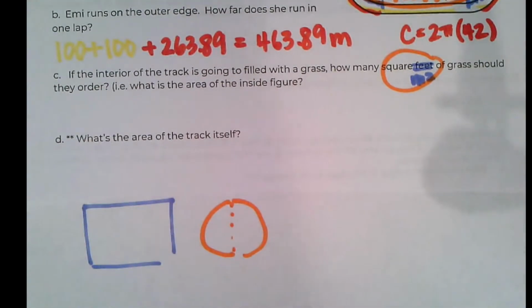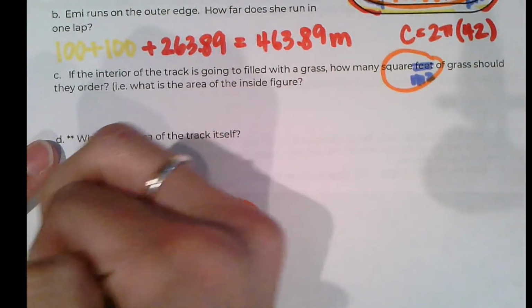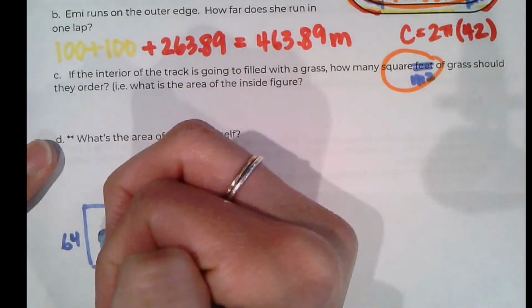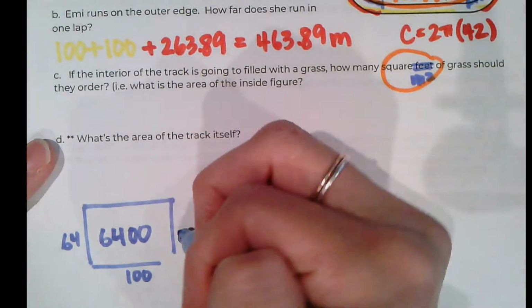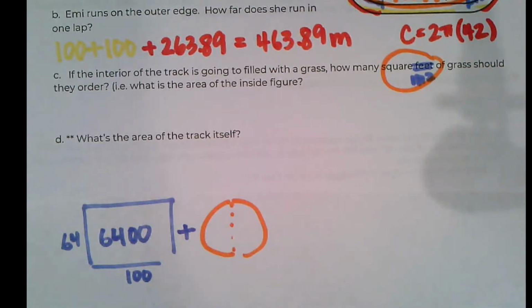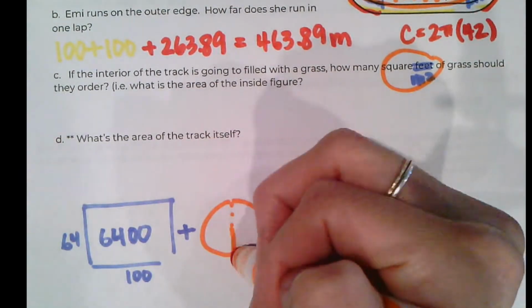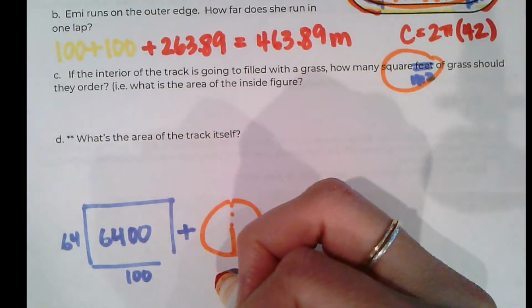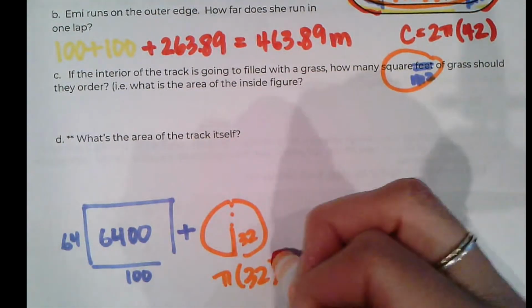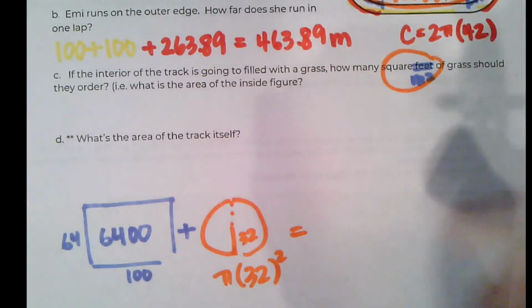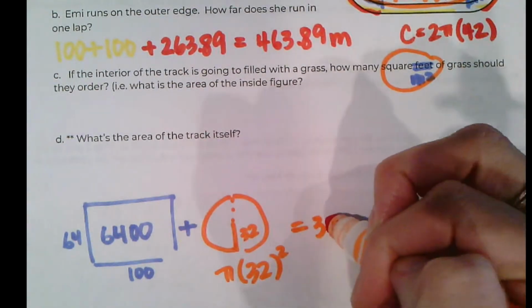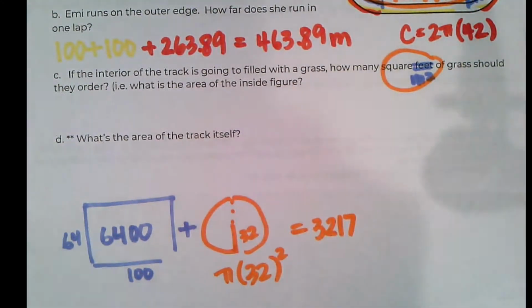As usual, the rectangle is going to be easy. They told us that this is 64 by 100. So the area of the rectangle is 6,400. Area of the circle, well, we already figured out for the last question that our radius was 32. Our area is going to be pi r squared. So pi times 32 squared, squiggle button, 3217. I'm just going to round it because it was 0.99. So all I'm going to have to do is add these two back together.